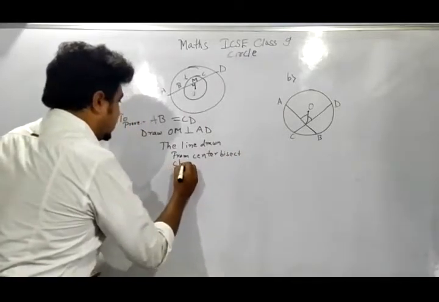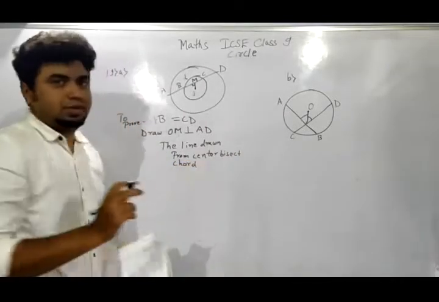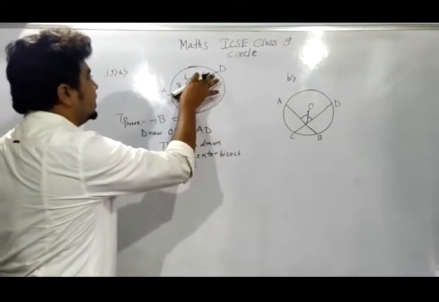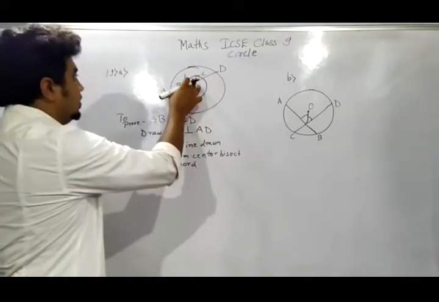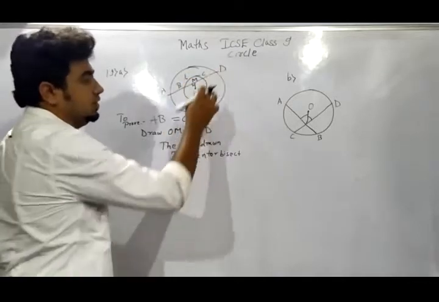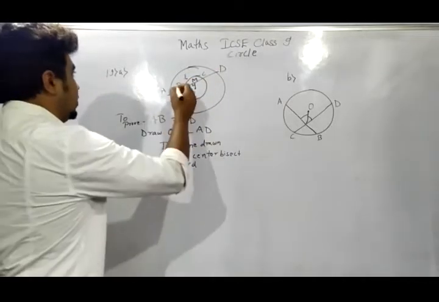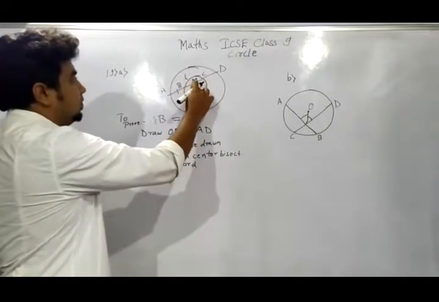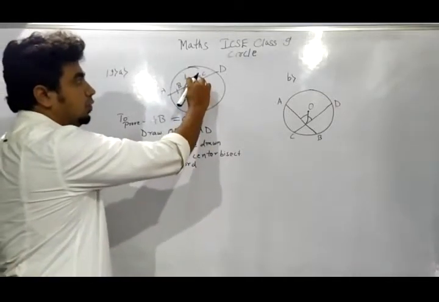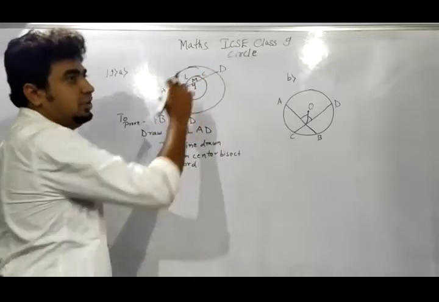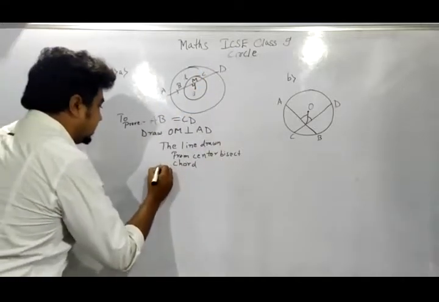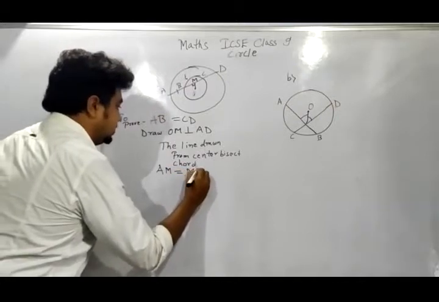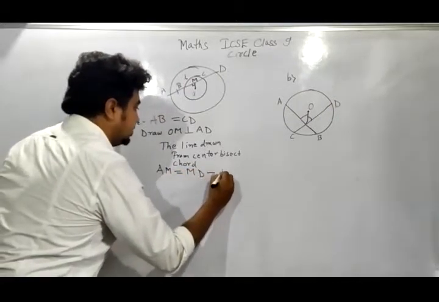How many chords are we able to see in this question? In the bigger circle, AD is a chord. For the big circle, O is the center and M is the midpoint, so AM will be equal to MD. This is the first thing we get, as the chord is bisected.